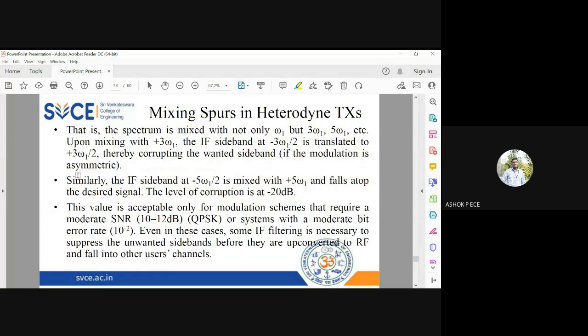Similarly, the level of corruption here is minus 20 dB. So the signal is corrupted by minus 20 dB, which is a very large number. But this is acceptable only for modulation schemes requiring a moderate SNR, and the error rate is also very poor. If you require a system that has a very decent BER of 10 power minus 6 or 10 power minus 7, then this level of corruption is not good, and it has to be close to 0. It has to be close to 0.